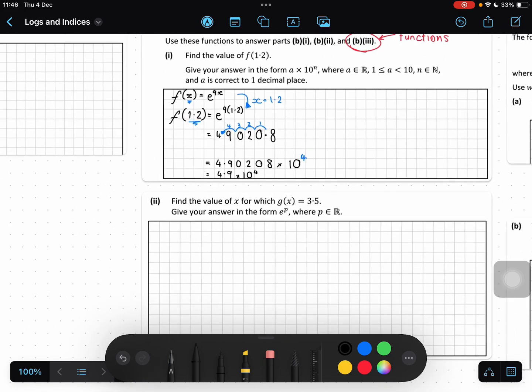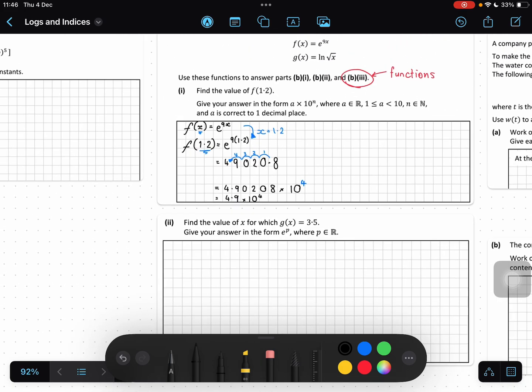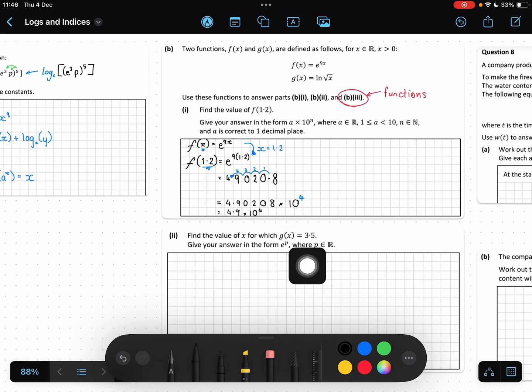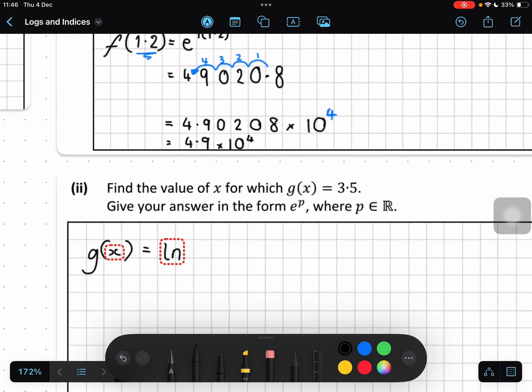The next part then says find the value of x for which g of x is equal to 3.5. So again, I'm just going to write down, what was g of x? g of x was my natural log, ln, times the square root of x.